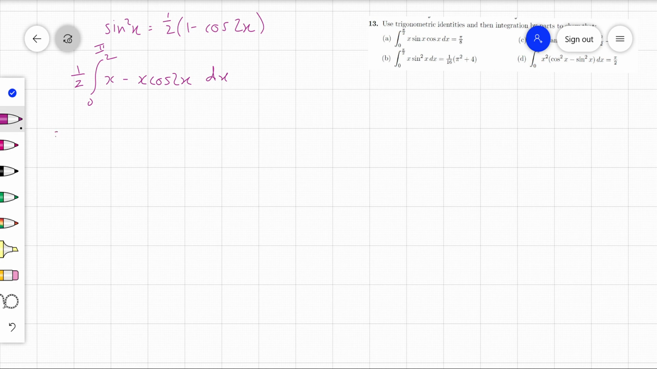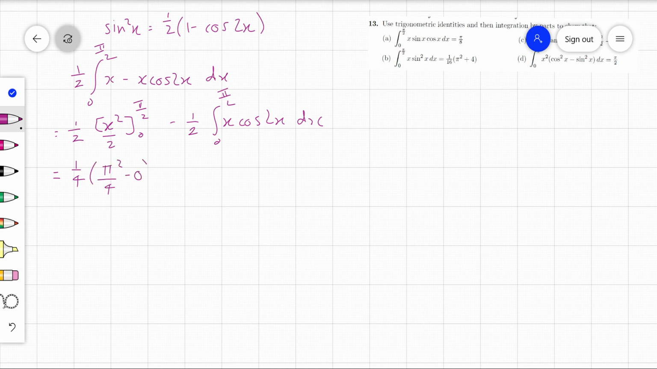You can say I'm just going to get x squared on 2 for that first bit, from 0 to pi on 2, and then if I separate out the integrals, I've still got a half, so I'm going to say minus a half the integral of x cos 2x dx here, just to separate it out a bit. So you can see here, I'm going to put a quarter out the front. We're going to get pi squared on 4 minus 0 there.